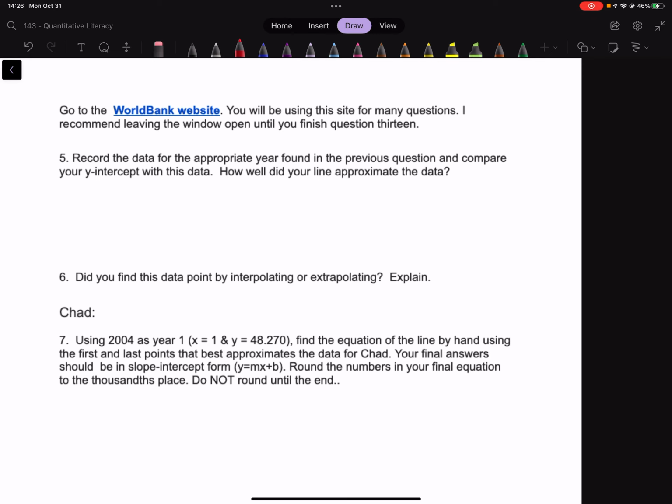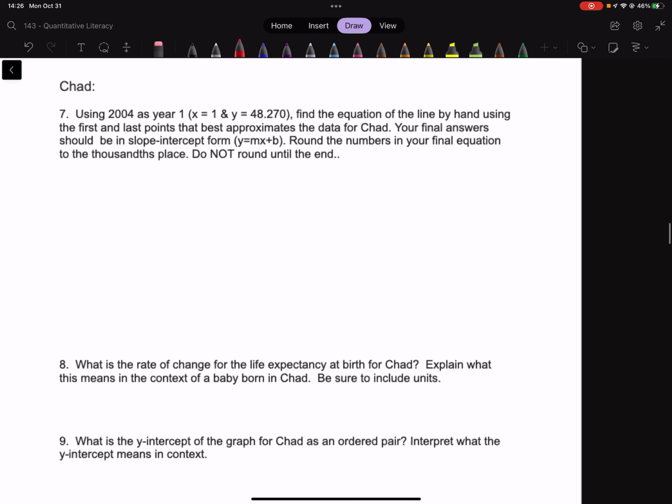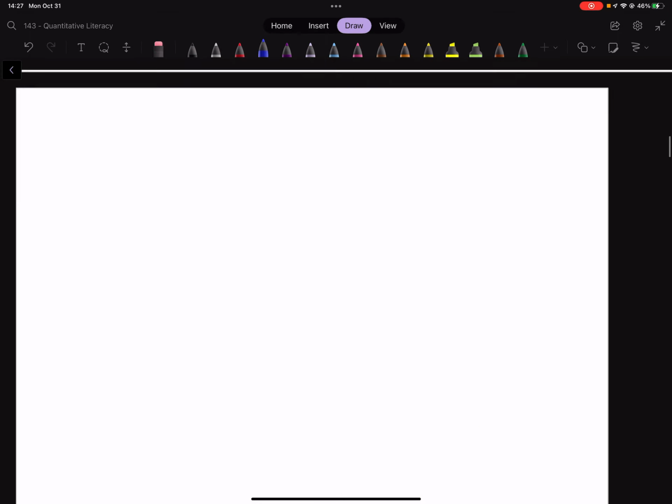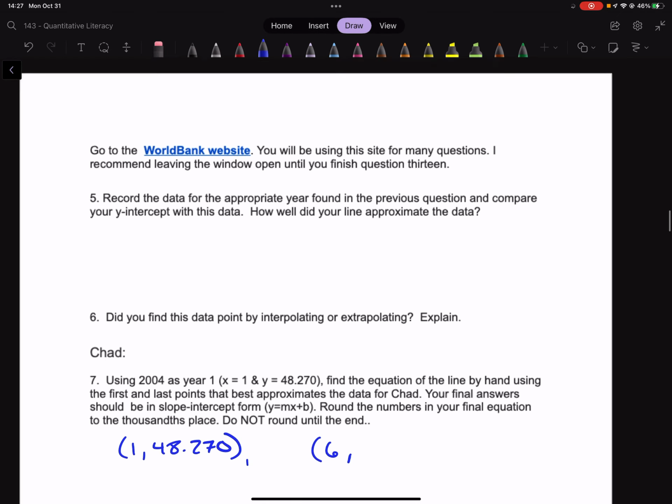Okay, so you can go and check this out and take a look and see how this is going. Now let's move on to Chad, and let's do a similar thing for Chad. All right, so with Chad, x of 1 was 1, and y of 1 was 48.270. So that's point number 1. Now point number 2 would be at 6, comma, and let's see what the data was for Chad. 50.346.